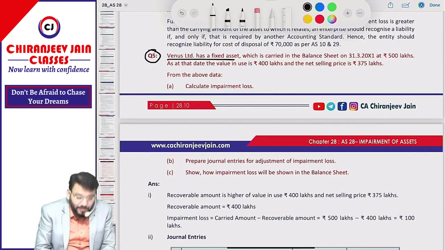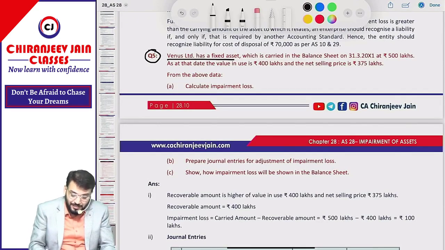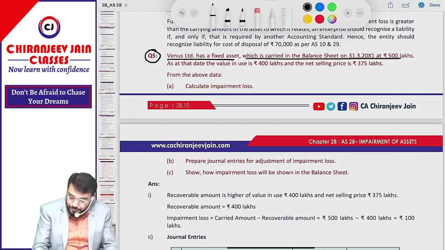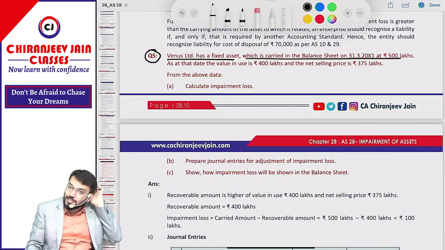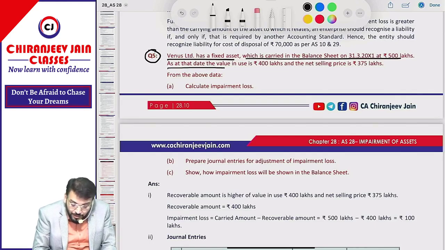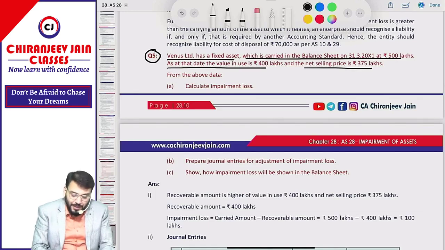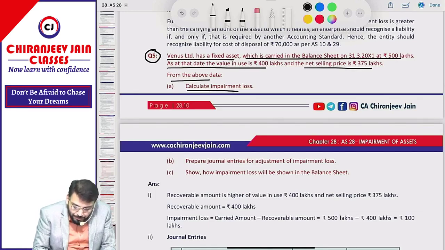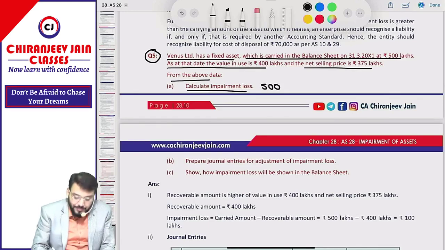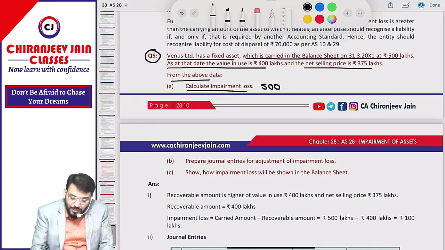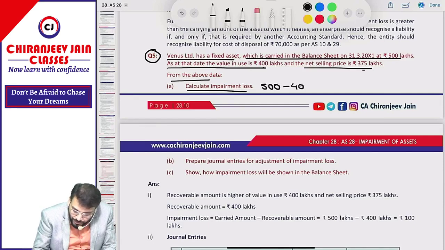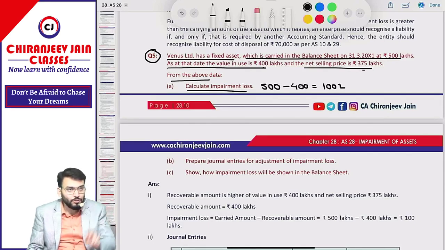Venus Limited has a fixed asset. You know fixed asset? Yes sir. Which is carried in the balance sheet at 500 lakh, this is the carrying amount. As on the date, value in use is 400 lakh. Net selling price is 375 lakh. From the above, calculate impairment loss. So impairment loss: carrying amount is 500 lakh. What is the recoverable amount? This or this, whichever is higher, so 400. 500 minus 400 is 100 lakh. 100 lakh is the impairment loss. Done. You got 2 marks.